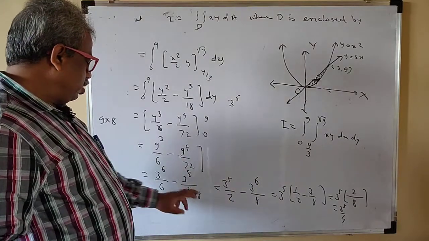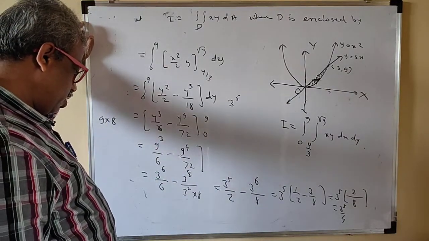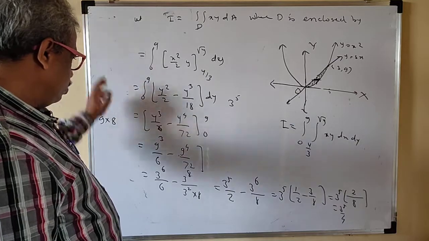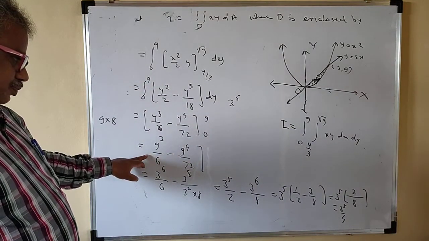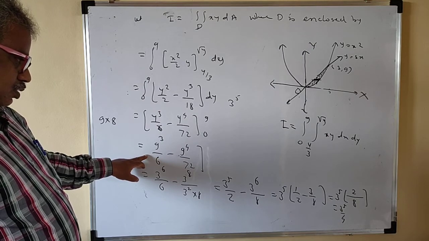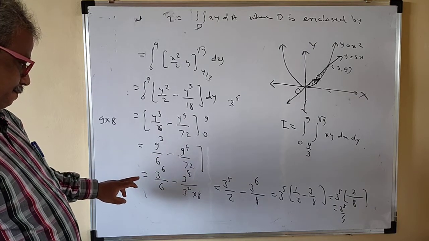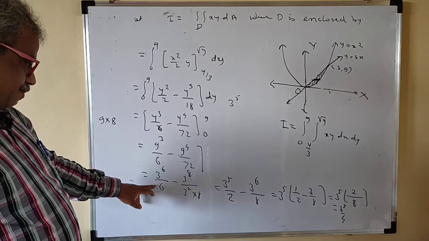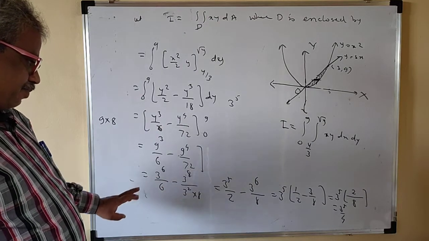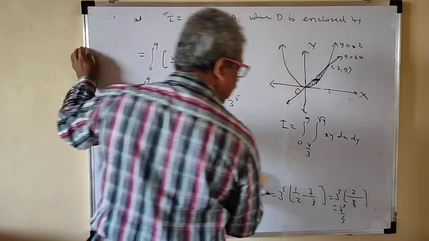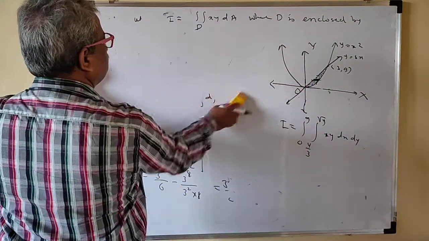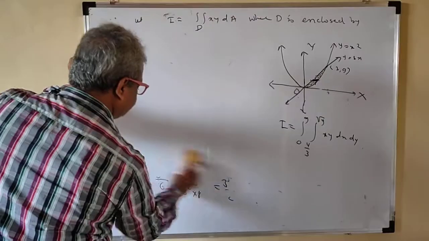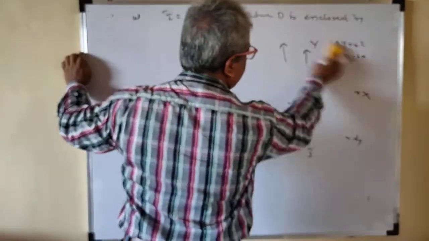So this is 9 into 8. We'll check this once again. You can check, but all the answers are the same. This is 3 to the power 5, 24. You can check this easily. So both the answers are the same.